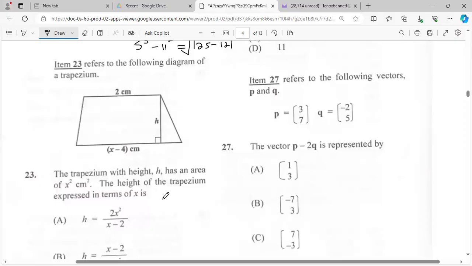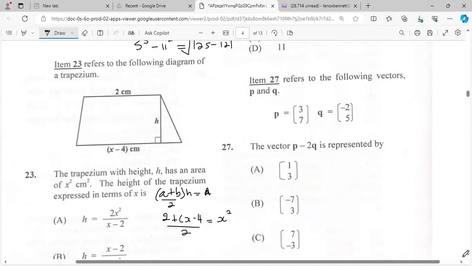So how did we get here? This is the formula: a plus b divided by 2 times h is equal to the area. What am I saying? I put big A. So now, look at what they say. They say this a, it'll be 2. So 2 plus x minus 4 over 2, and that must equal to x squared.